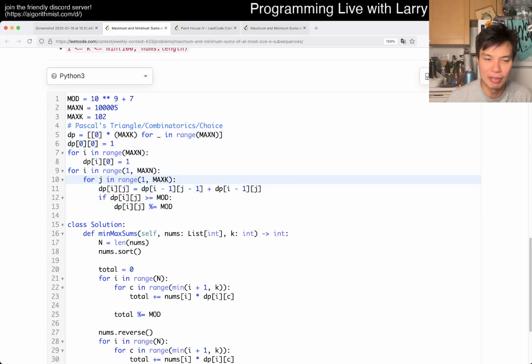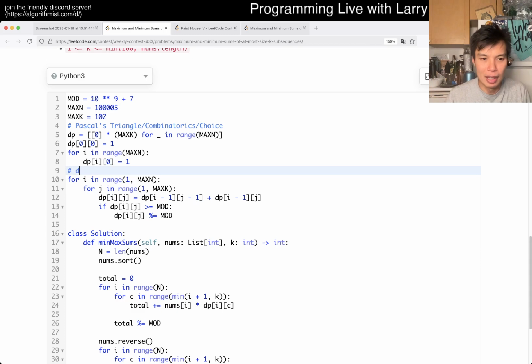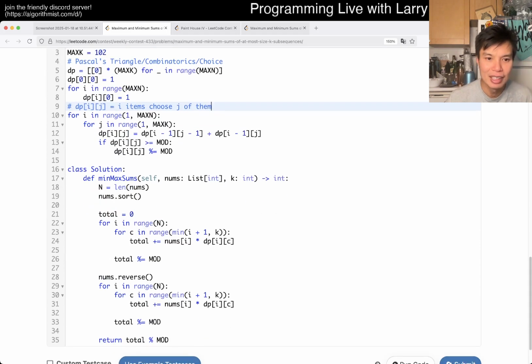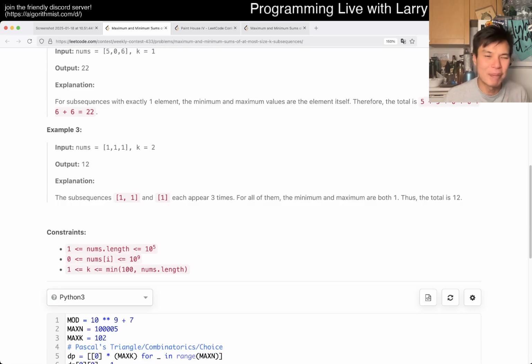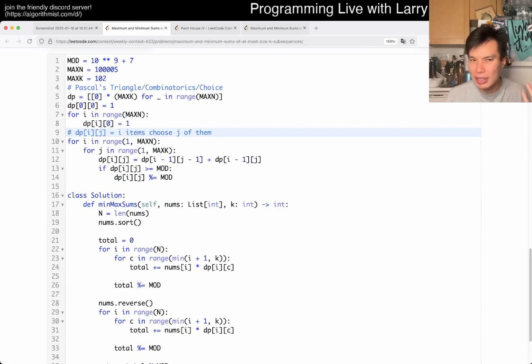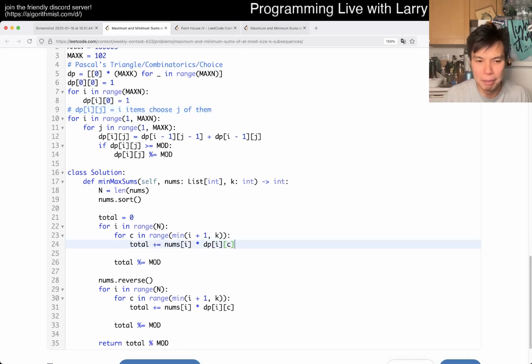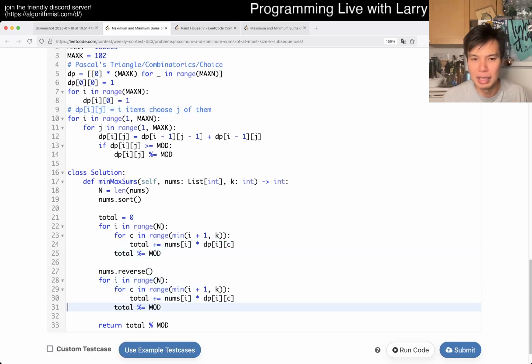And basically, dp of ij, just to be clear, is equal to i items, choose j of them, right? And that's it. Basically, first, oh yeah, there's the min-max part, but it turns out that you could separate them out. It really doesn't matter, because if you think about the min and the max, they don't really interact with each other. It's just about each number's contribution, right?